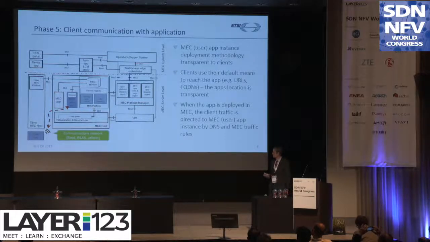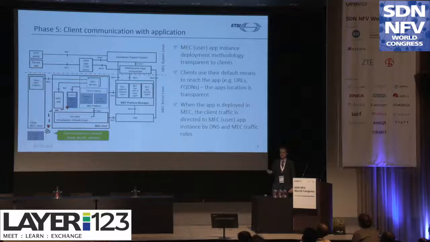The client will communicate with the MEC app in the middle using its standard means, whether fixed line, WLAN, or cellular communication. And it will connect to that app using its standard means, whether that's a URL or a fully qualified domain name. As far as the client's concerned, it doesn't necessarily need to know where that application is. It obviously needs to know that it's available, and it will try and access it, and if it's not available, then I guess it will get a service not available type response. But the key thing is it's transparent, the fact that it's deployed at the edge.